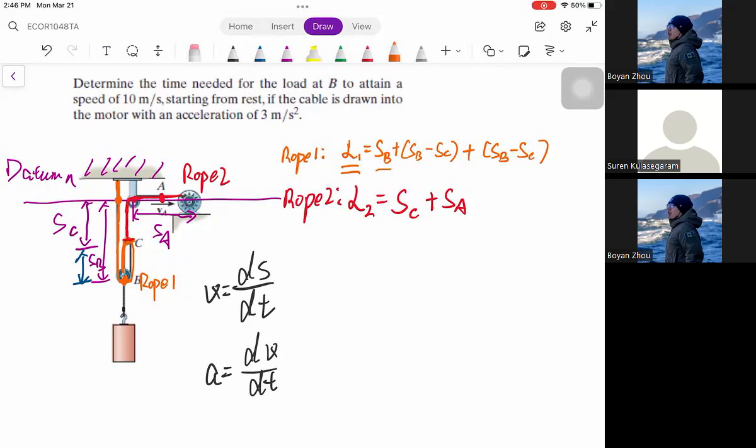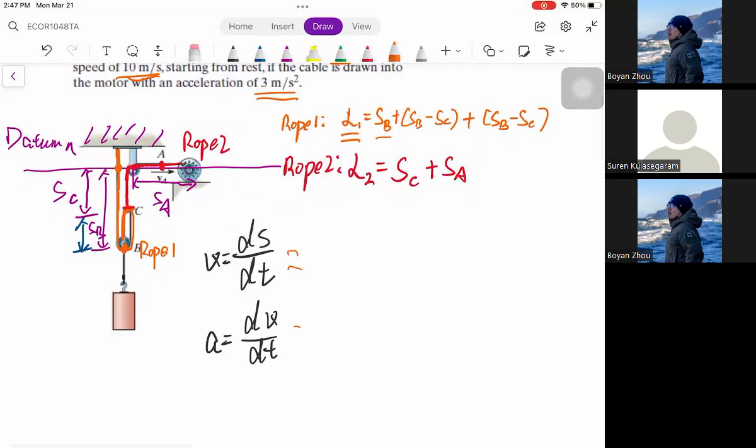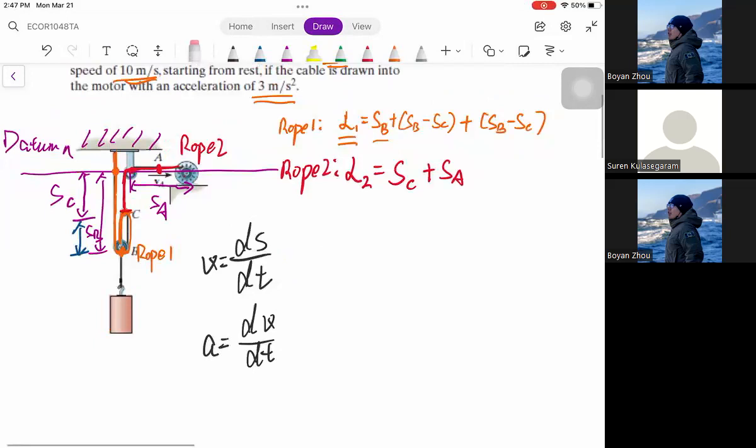we need to find the time for the load B when the load B is at 10 meters per second. So we are given VP is equal to 10, and the cable is running to the motor. And we know the acceleration of the motor, or A, is 3 meters per second squared, so we just need to find the time. We now have the relationship between A and B, B and C, and C and A of displacement. We just need to find the derivative of those to get the relationship for velocity and the acceleration.